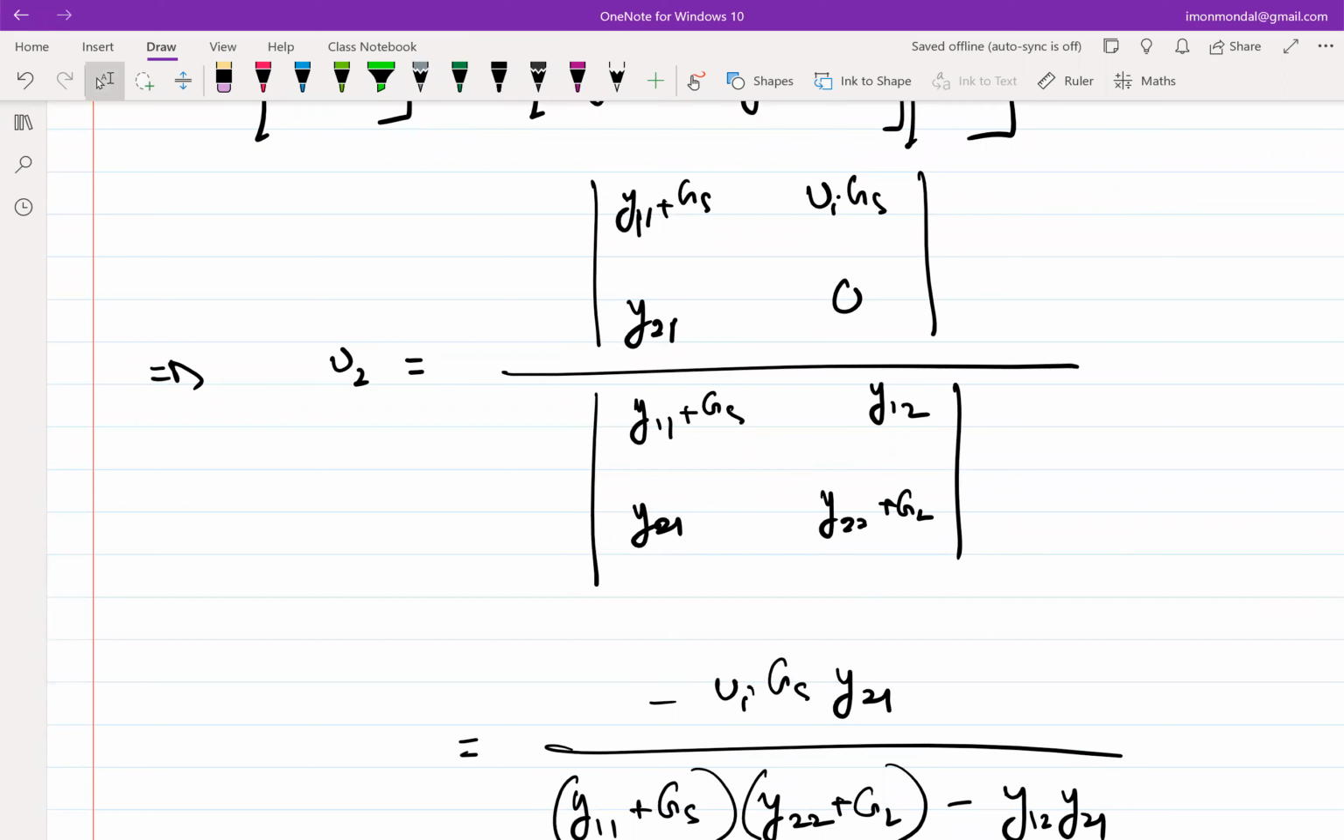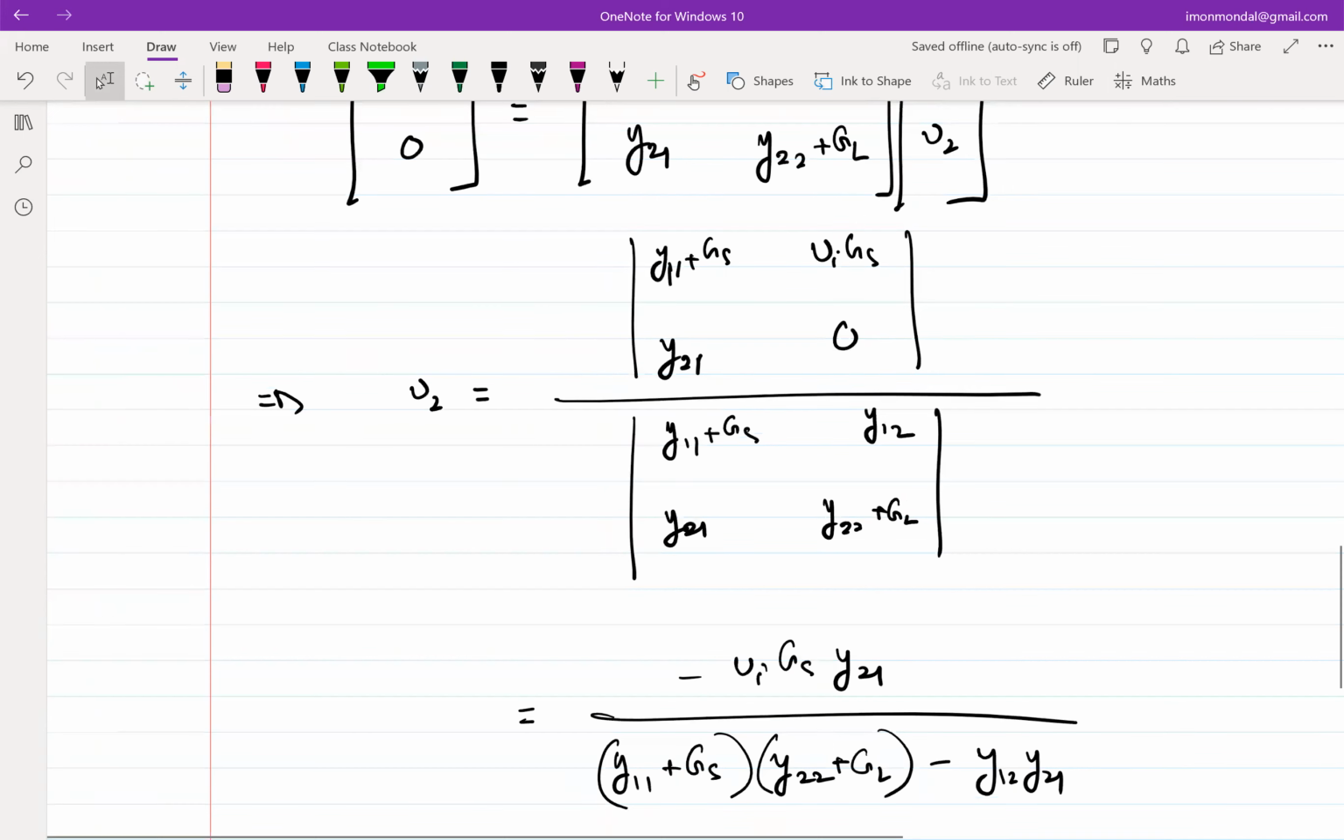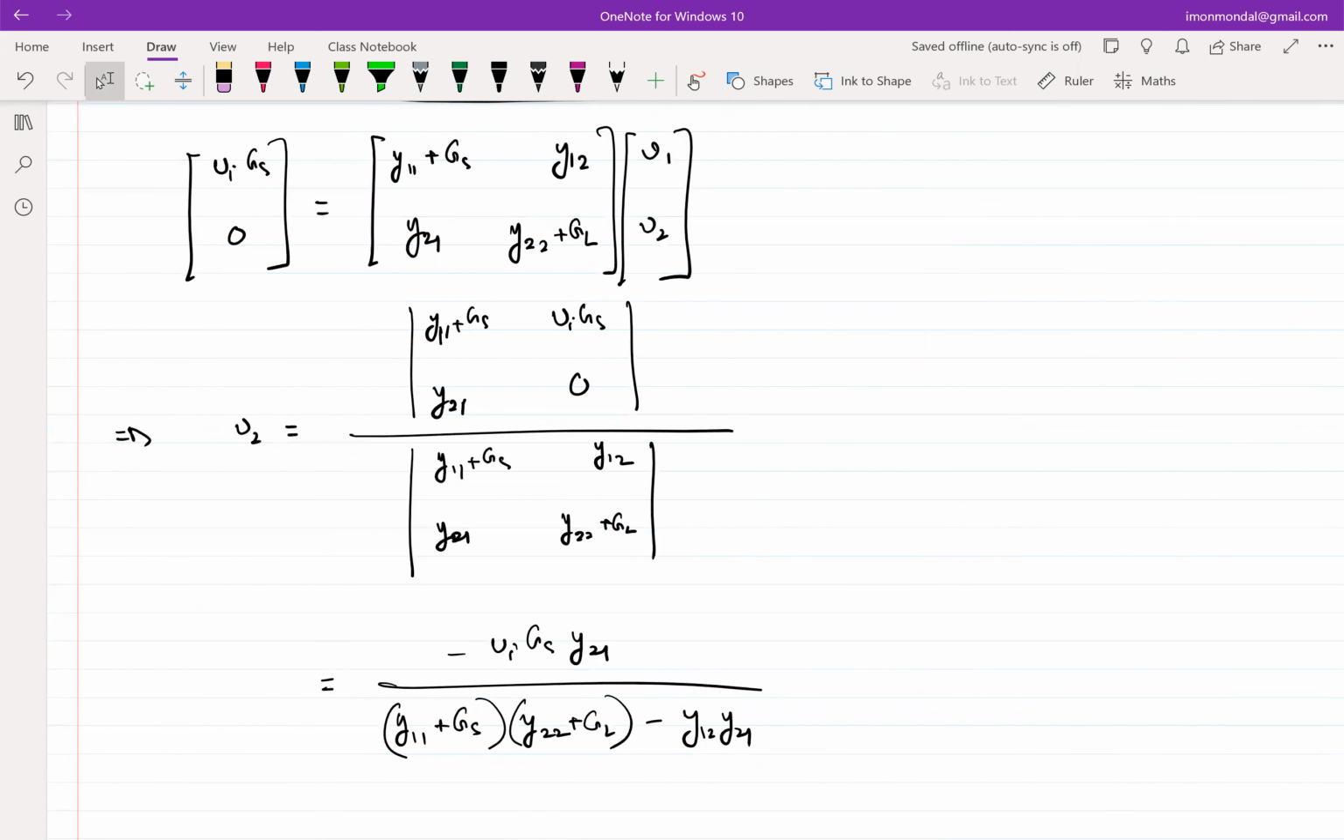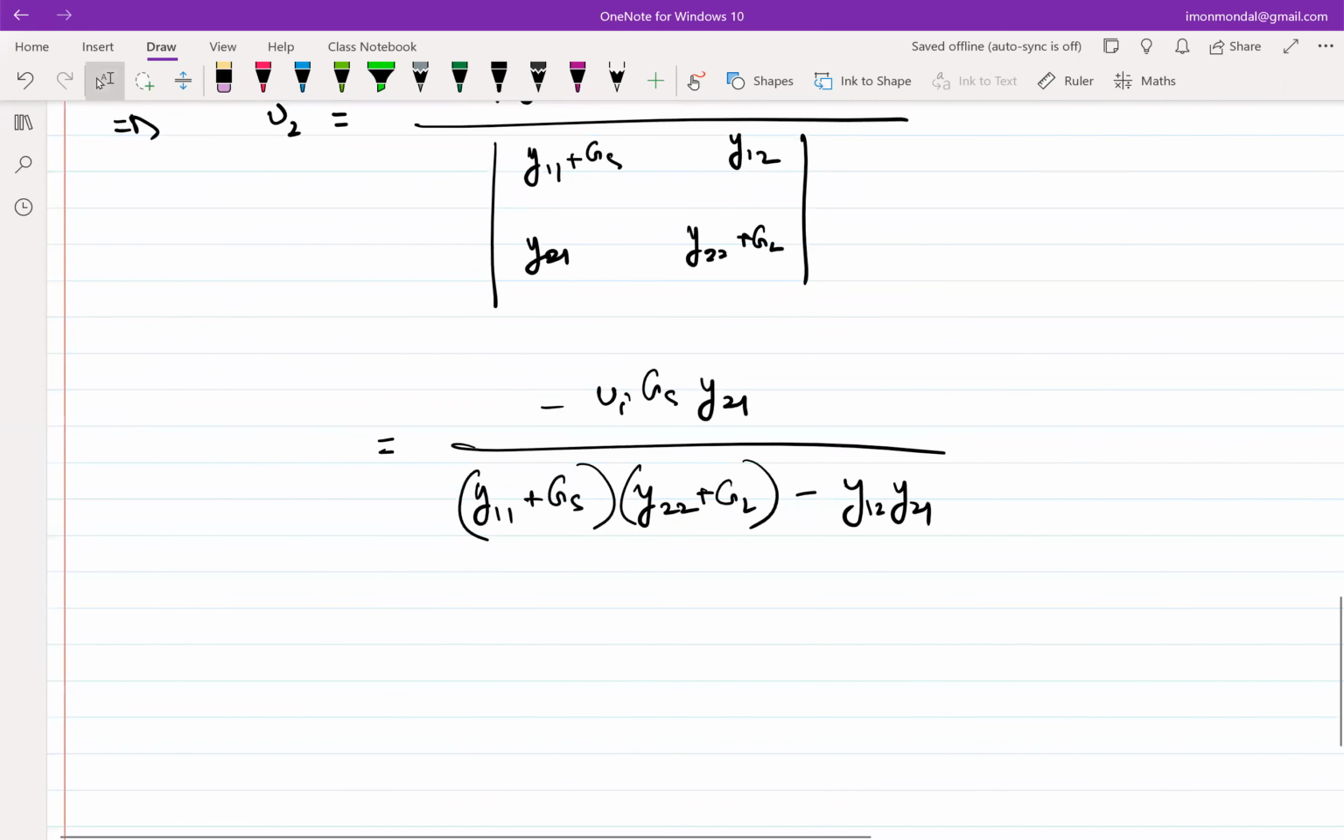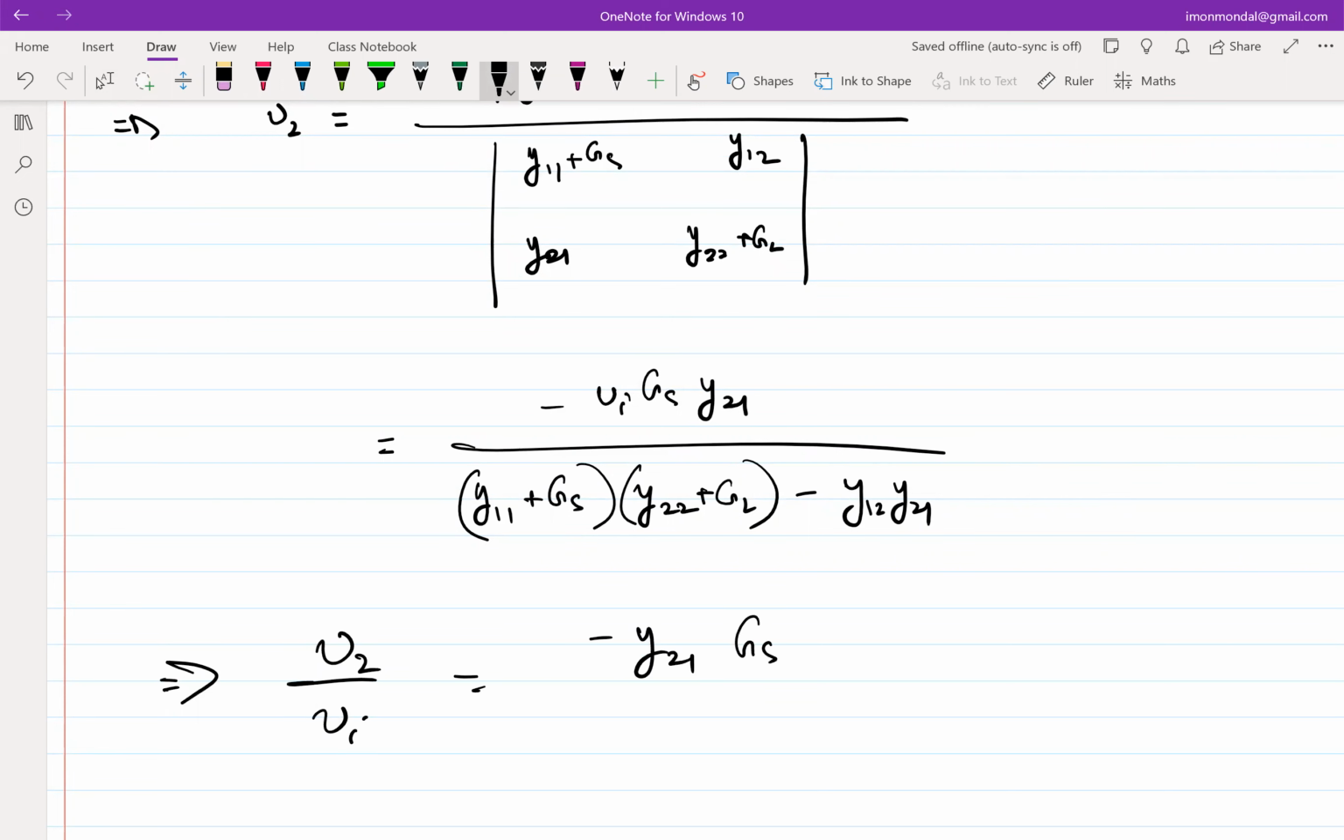Any questions? Okay. This is all maths till now, nothing to do specifically with circuits. We'll have to now see what this essentially means. So we ended up with V2 over VI equal to minus Y21 GS divided by this denominator.